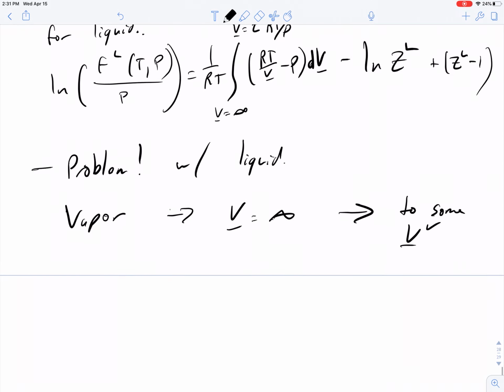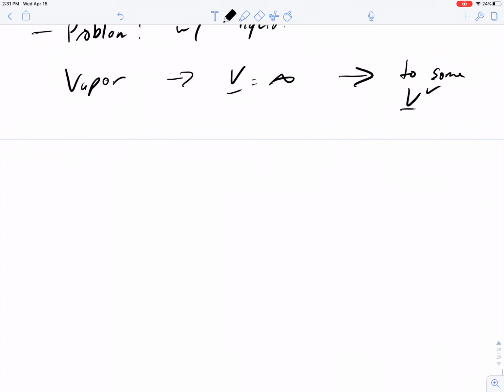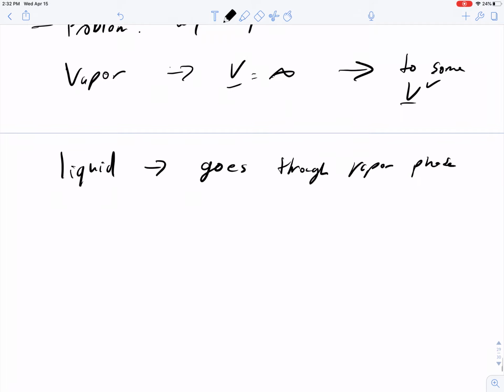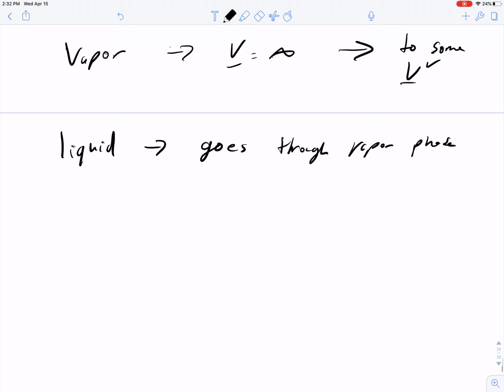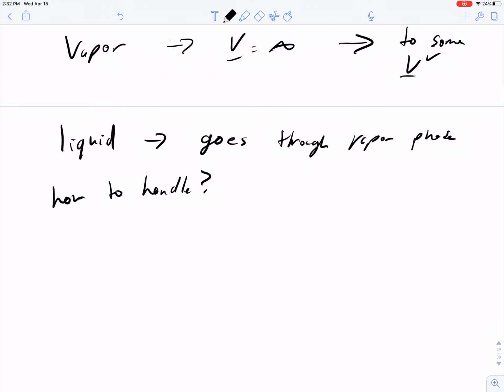Okay, but for liquid, it's not so simple. For liquid, it goes through the vapor phase. Okay, so there's condensation. But how do we handle this phase transition? How do we know what to do for this calculation of the integral?